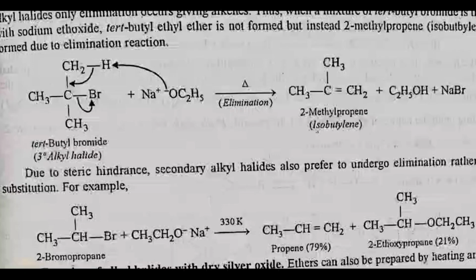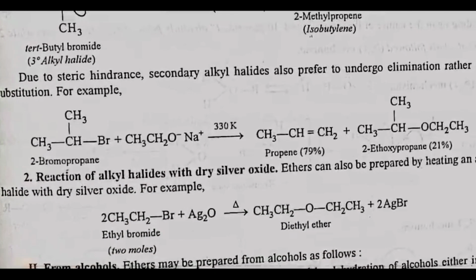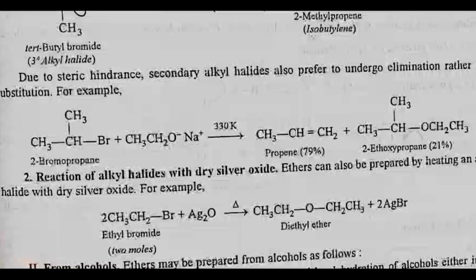ethanol plus NaBr. Due to steric hindrance, secondary alkyl halides also prefer to undergo elimination rather than substitution. For example, 2-bromopropane plus sodium ethoxide at 330 Kelvin gives propene 79% and ethoxypropane 21%.